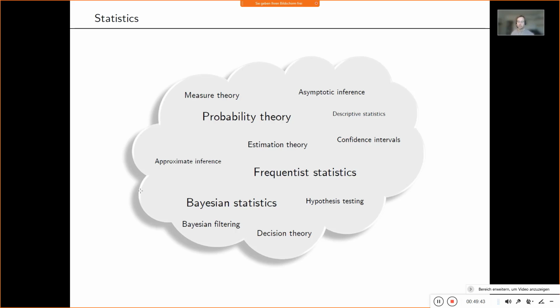There are, of course, many typical topics that are dealt with specifically in statistics university courses, and I listed some of them here. Of course, there are these two big camps: frequentist statistics and Bayesian statistics, although I don't want to say camps in the sense that there's really some fight between them at this point.